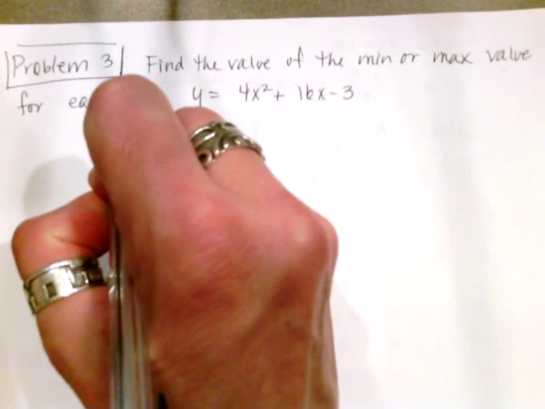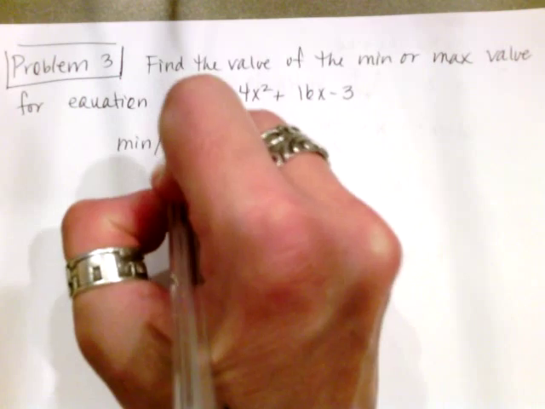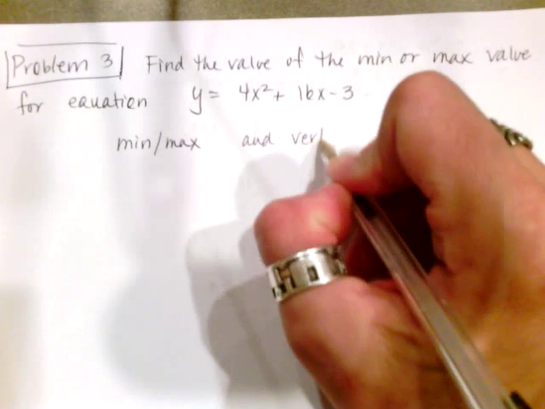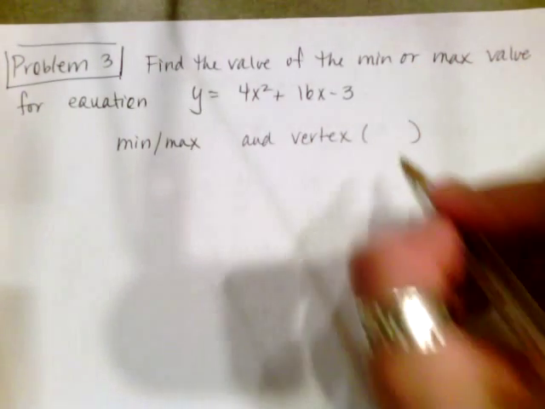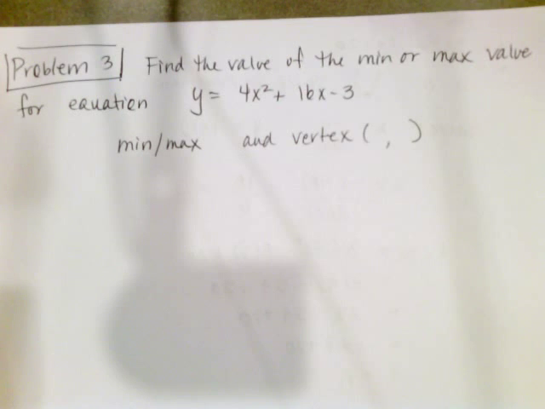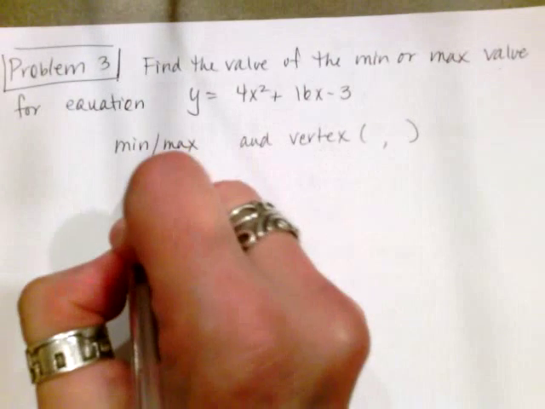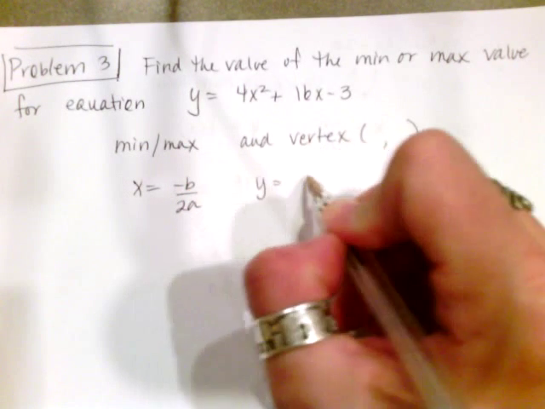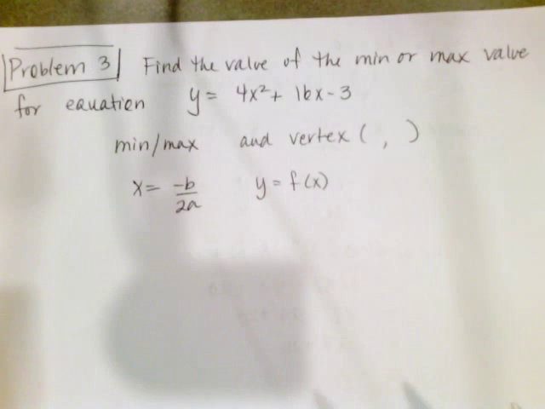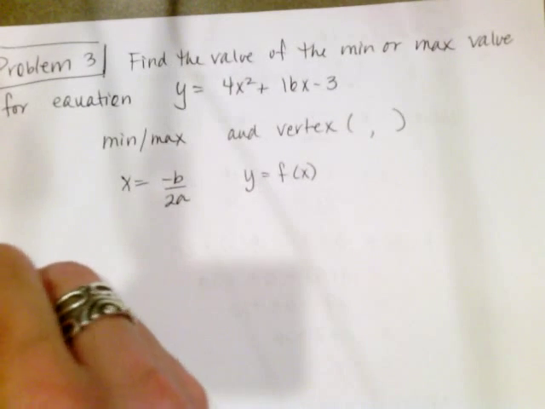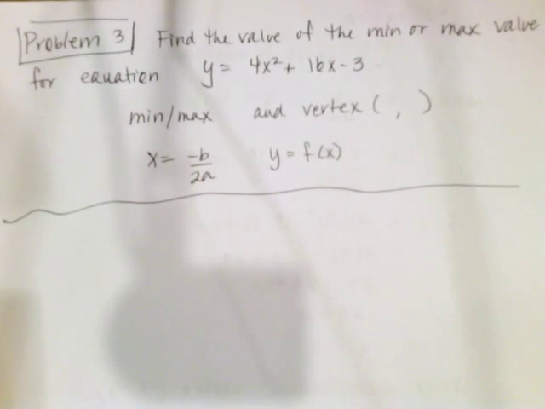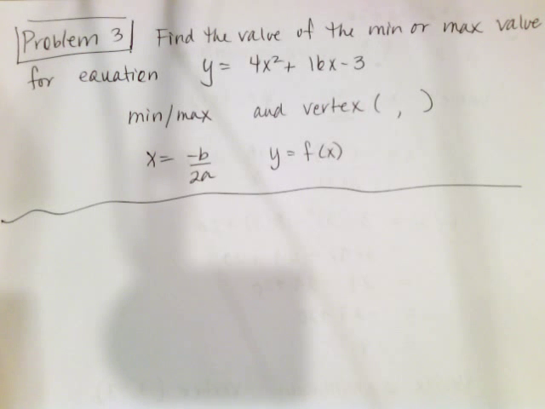So remember, that means you have to tell me if it's a min or a max. It's going to be one of the two, and you have to give me the coordinates of your vertex. Remember, it is a point, so it's an ordered pair. And you find those by using x is equal to a negative b over 2a, and y is going to equal f of the x that you just found. So these 3 problems are due when you come to class tomorrow. So you have 3 problems due when you come to class, and that's going to be where we will pick up.